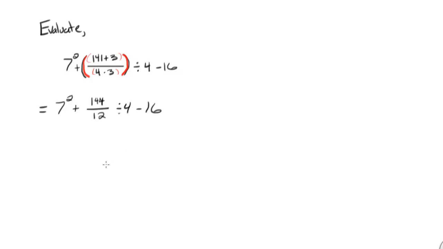Okay, the second part of order of operations, the E in PEMDAS, is exponents. And what that's discussing in this problem is this term right here, the 7 squared. So we need to do that next. 7 squared is 7 times 7, which is 49. All right, so now we have 49 plus 144 divided by 12 divided by 4 minus 16.